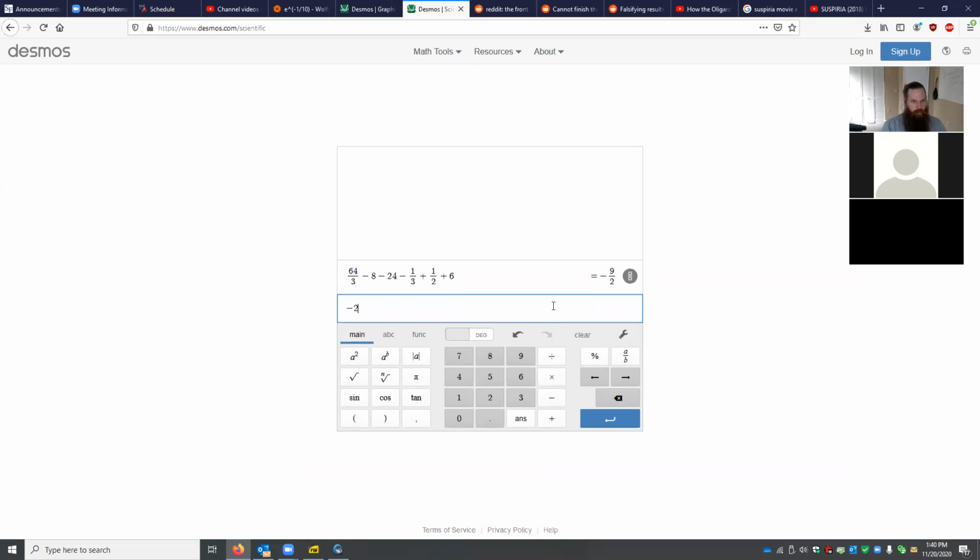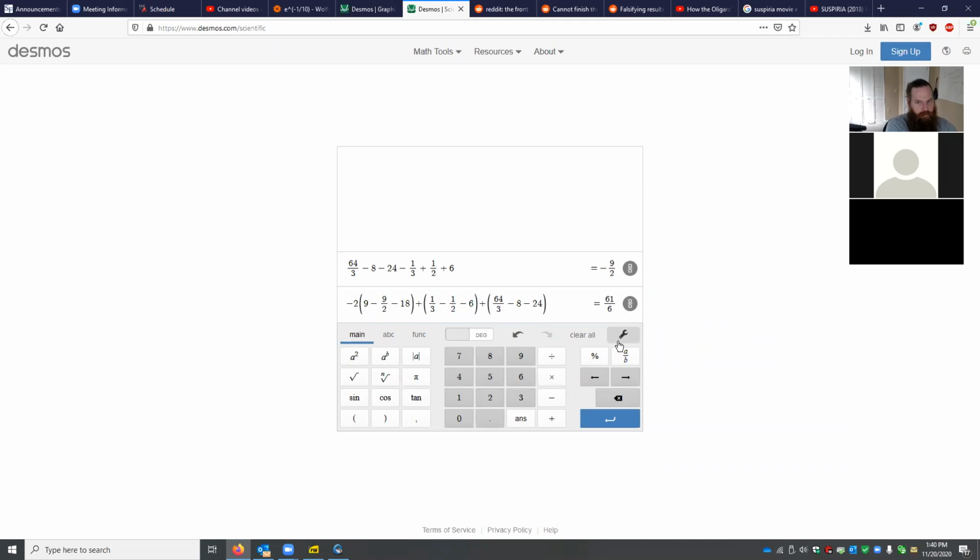So we have negative 2 times (9 minus 9/2 minus 18), plus (1/3 minus 1/2 minus 6), plus (64 thirds minus 8 minus 24). So we get 61/6, or as a decimal.